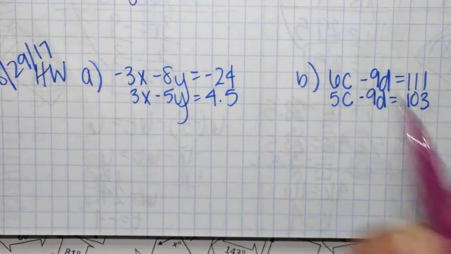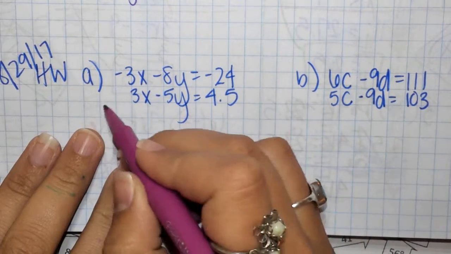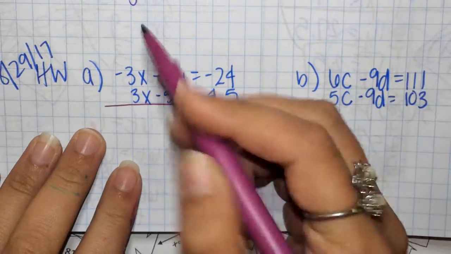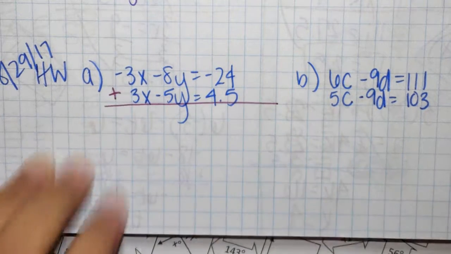So, are we going to add or subtract? Why are we going to add? Because they're different signs. The 3's are different signs, right? So we're going to add straight down.